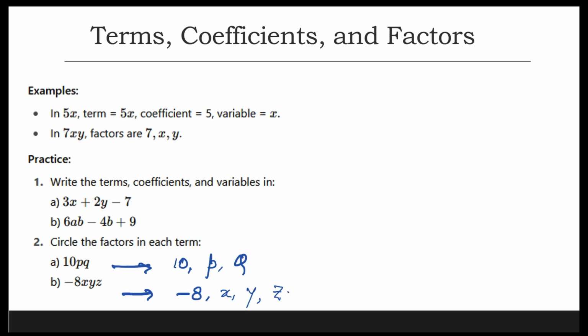So term, coefficient and factor. Coefficient is the constant part, variable we all know. Term is the combination of at least one constant and one variable. Factor is all possible things which divides that particular term.